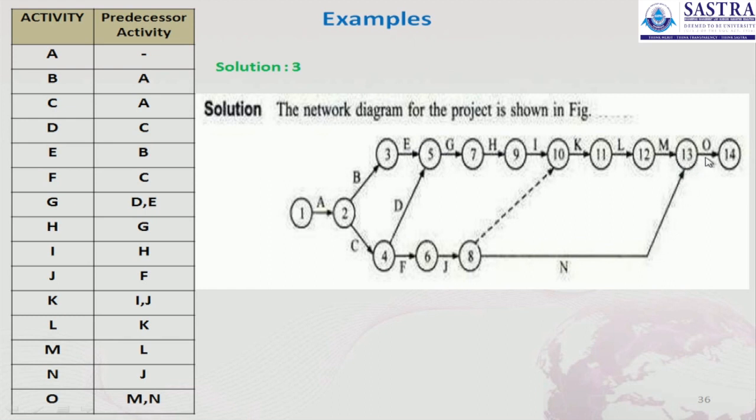Then the last activity is O, and its predecessor activities are M and N. So already we have M and N, and finally we can conclude with the activity O. That is the node identified as the 14th node. So this is the network diagram. We can create the network diagram as per these activities and their predecessor activities.